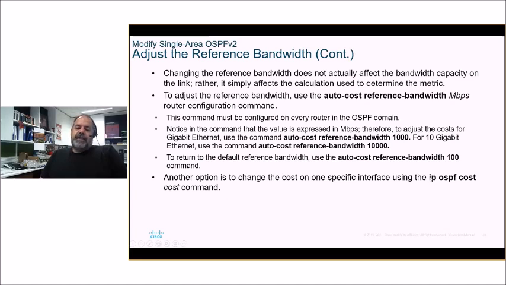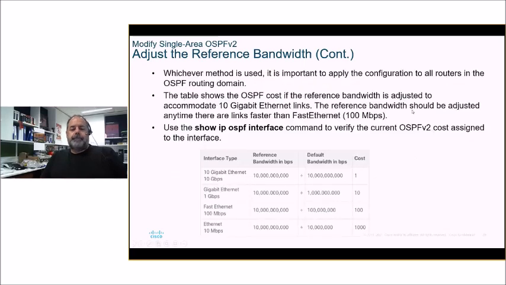You can also set the cost manually on all your interfaces, but I don't know. The router is a computer. It does maths quicker than me. And so whichever method is used, it is important to apply the configuration to all routers in the OSPF routing domain. The table shows OSPF cost if the reference bandwidth is adjusted to 10 gig. And so the reference bandwidth should be adjusted anytime there are links faster than fast Ethernet.